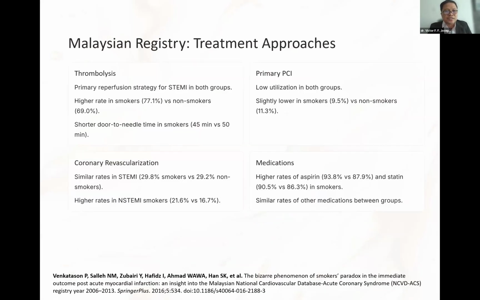The treatment approaches in the Malaysian registry: thrombolysis was the primary reperfusion strategy for STEMI in both groups, with low utilization of primary PCI in both groups. How about the coronary revascularization? Similar rates in STEMI. It's not much different between smokers and non-smokers. And for medication, higher rates of aspirin and statin in smokers.